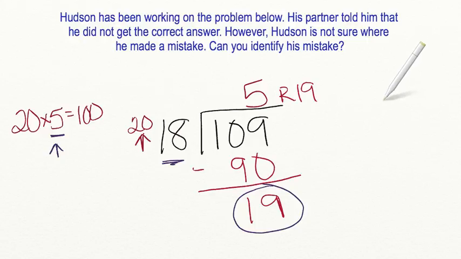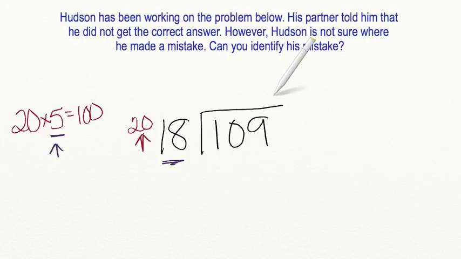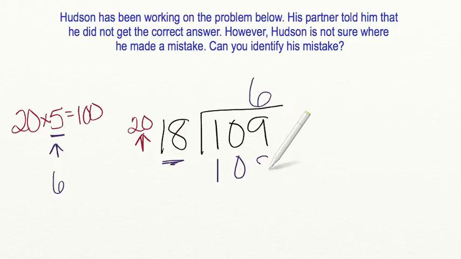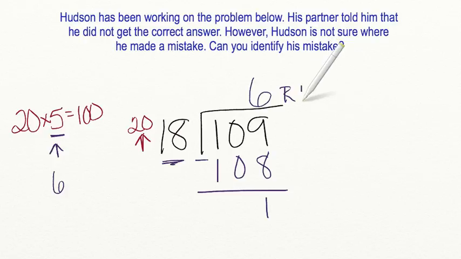Let's try going through this problem again. We don't have to complete the entire problem over again because Hudson did a couple of things right. He rounded his divisor up to the nearest 10 and rounded 18 to 20. He then tried multiplying that for a target number, and 5 was just too low. So now we're going to try multiplying by 6. So our quotient is going to be 6, and 18 times 6 equals 108. If we subtract 108 from 109, that gives us 1 left over, so we have a remainder of 1.